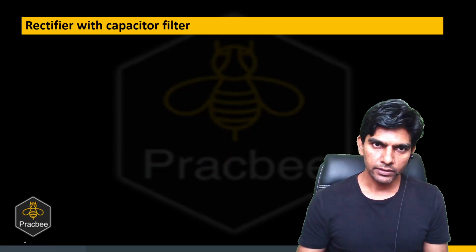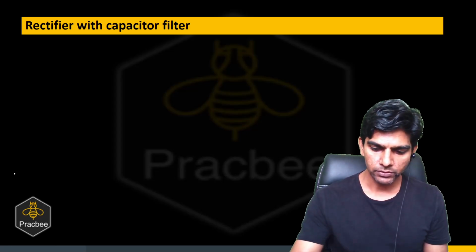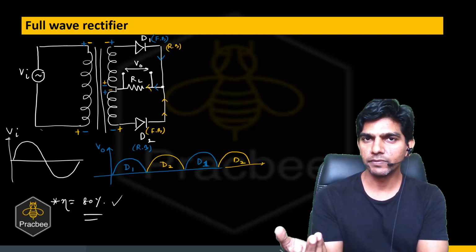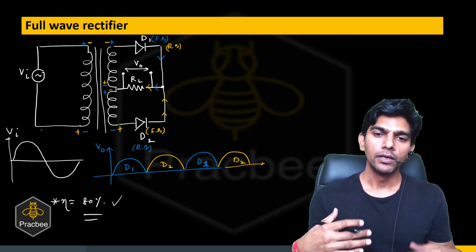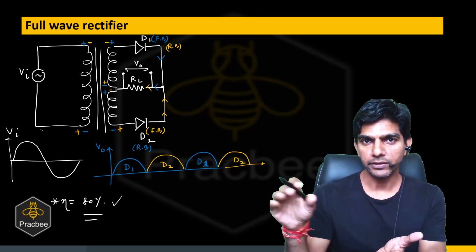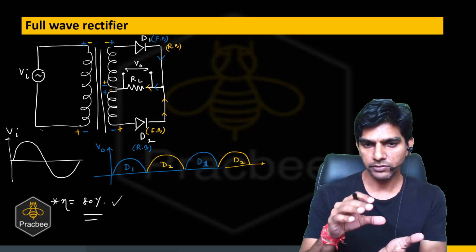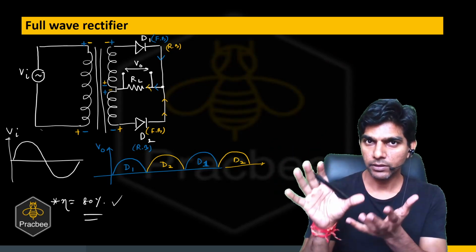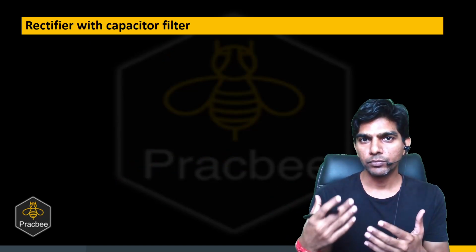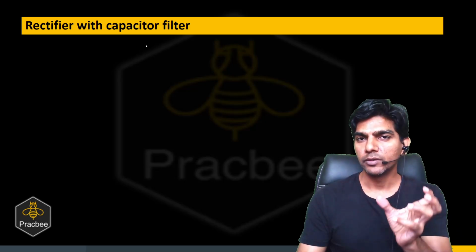Now what is a rectifier with a capacitor filter? Can you see in both rectifiers, whether it is a full wave rectifier or a half wave rectifier, we are getting a rectification, but the voltage is not regulated. It is unregulated DC voltage. It just keeps on changing, right? But its direction is not changing. So to overcome that problem, we will use a capacitor filter.